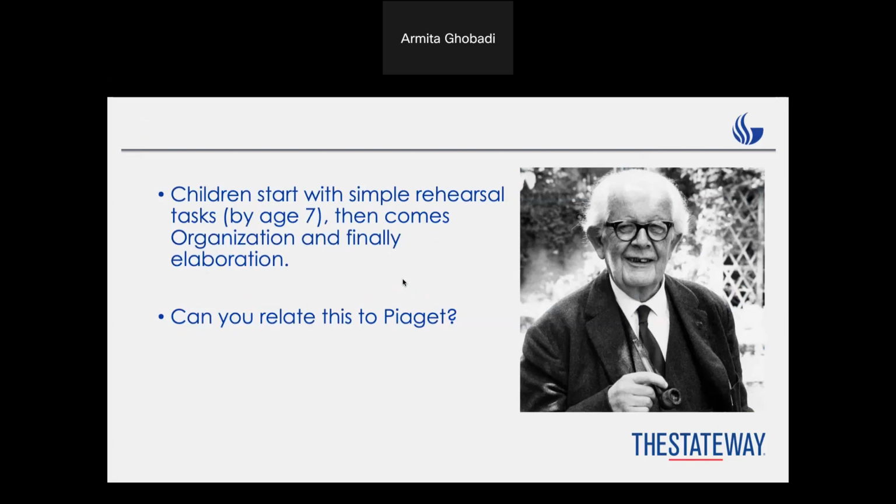Another concept here is that children start with simple rehearsal by age 7, then learn organization and finally elaboration. This idea is so important. Check the book and try your best to relate this idea to Piaget. Locate this idea within one of Piaget's stages and try to understand the different sub-stages in Piaget and see when exactly it happens. One big cue is age 7. See at what stage children would be 7 years old and able to do simple rehearsal, organization, and elaboration.